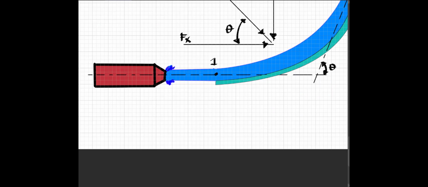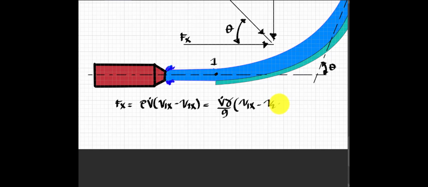Now for the x-axis, the force is equal to the density times the volume flow rate times the velocity 1x minus the velocity 2x. So this is the force acting on the plate, the force of reaction of the plate. This is also equal to the volume flow rate times the specific weight divided by gravity multiplied by the velocity 1 at the x-axis minus the velocity 2 at the x-axis.